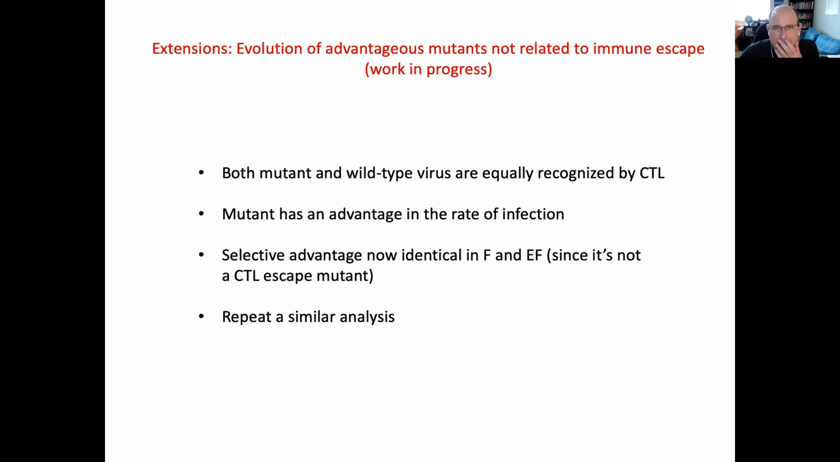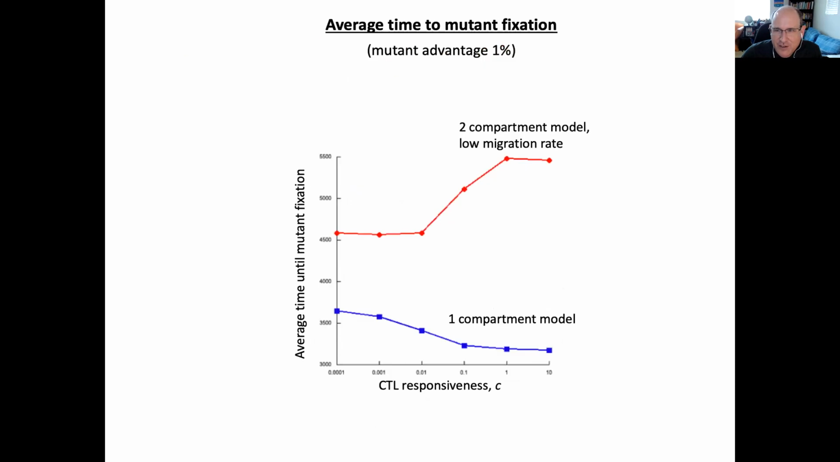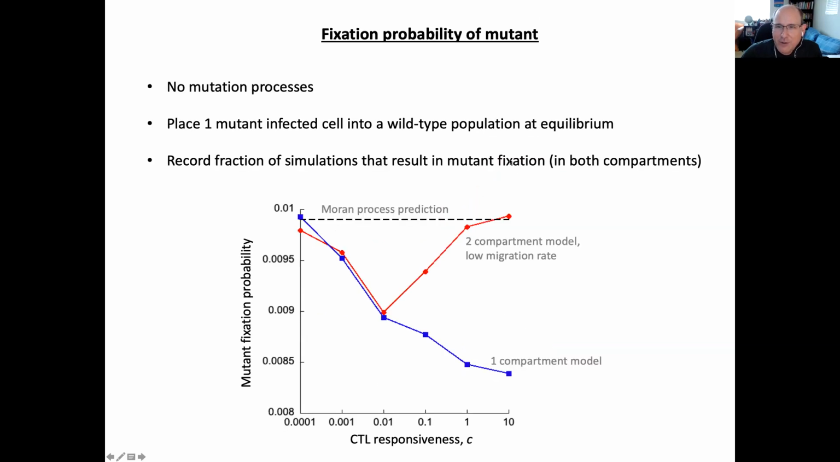What we've done so far is escape mutations. I want to very briefly talk about general mutants that don't necessarily escape CTL or immune responses, but that can become advantageous due to other things like a faster infection rate. Again, we find that for the compartmental model, it takes a lot longer for a mutant to invade. That's invasion times. We also looked at the fixation probability of a mutant, where you put one mutant in and look at the probability for it to take over.